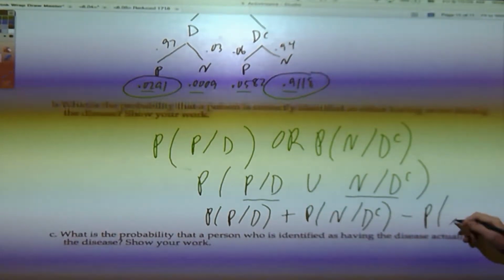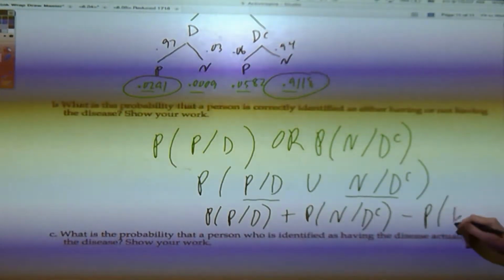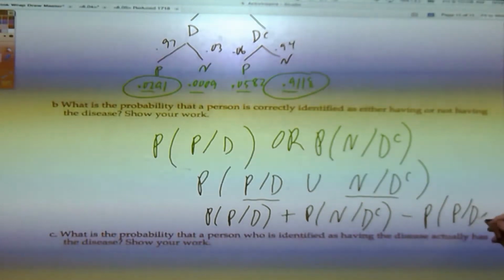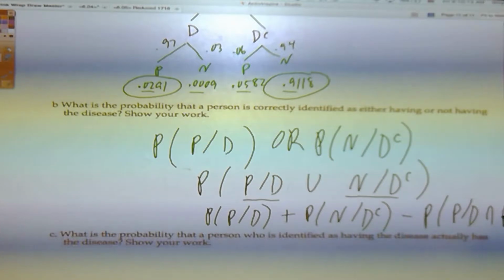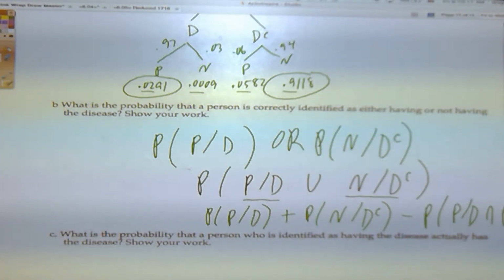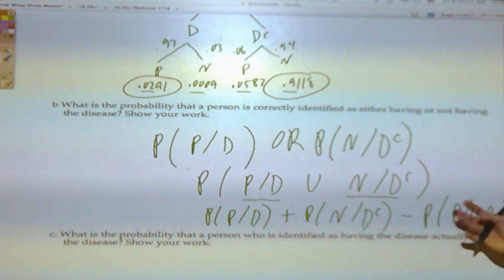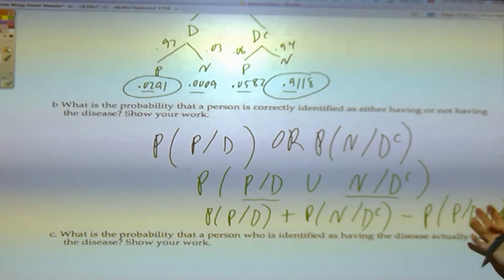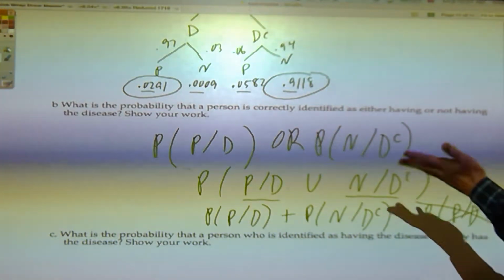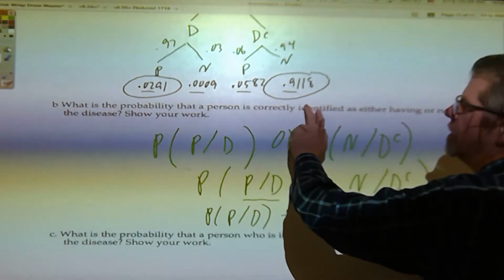minus the probability of positive given disease intersect negative given disease complement, which by the way is 0. Those are disjoint events, so there's no overlap between those two. So that ends up being 0, and you end up just adding up these 2 leaves.